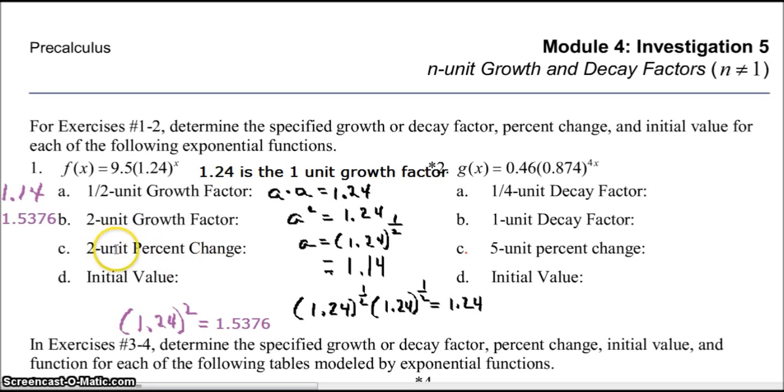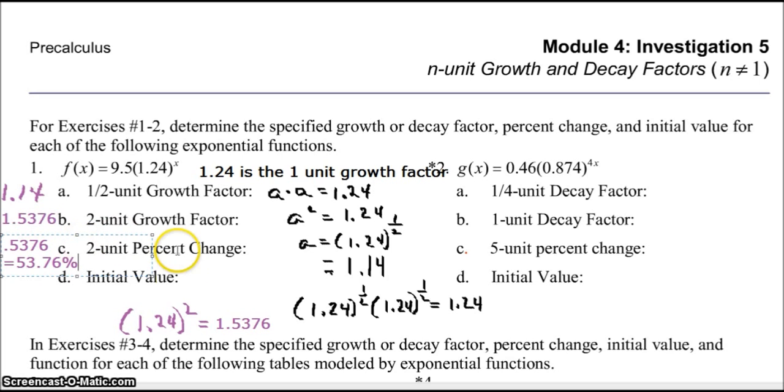Okay, now the 2 unit percent change, finally something easy. It's just this decimal right here, 0.5376, or 53.76%, and that's an increase. Now we could have again done that by taking the growth factor and subtracting 1.